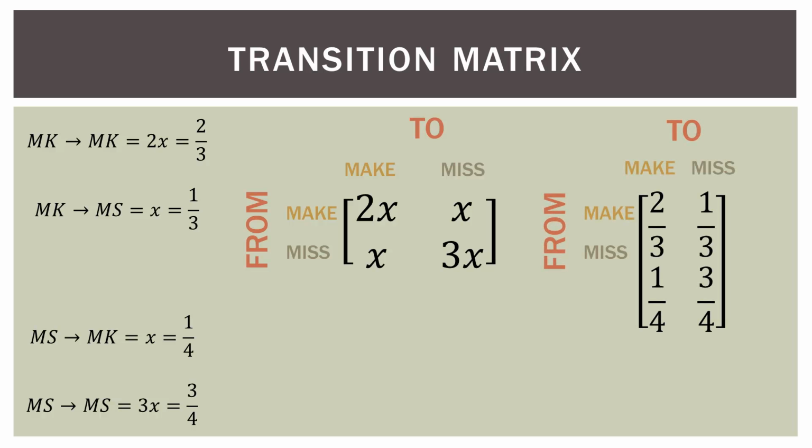So if we go ahead and put that into our matrix, it looks like this. So we have 2/3 and 1/3 on the top. Of course, that adds up to 1. And on the bottom, we have 1/4 and 3/4. That also adds up to 1. Again, same information, just represented in a different way.